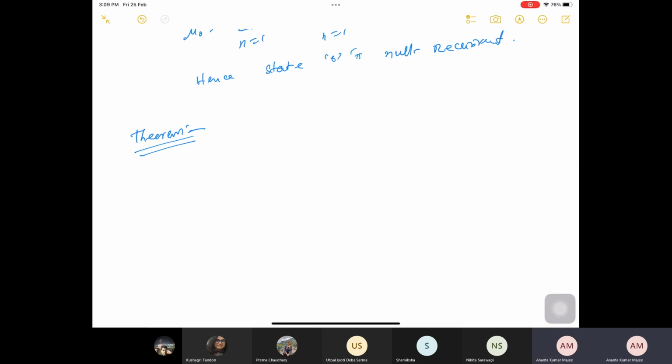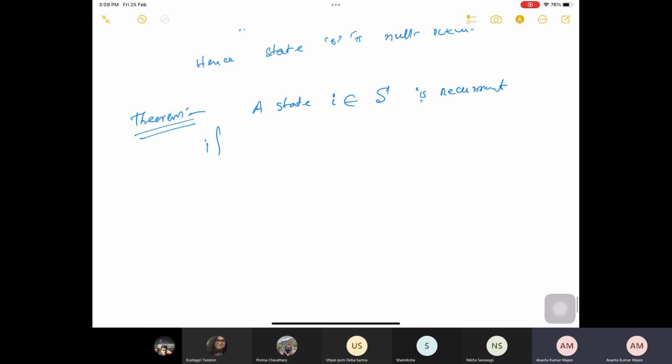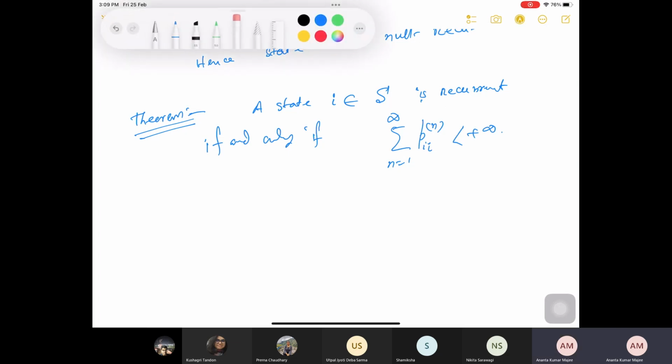It says that a state i is recurrent if and only if the summation over n equal to 1 to infinity of p i i of n is, sorry, this cannot be finite.